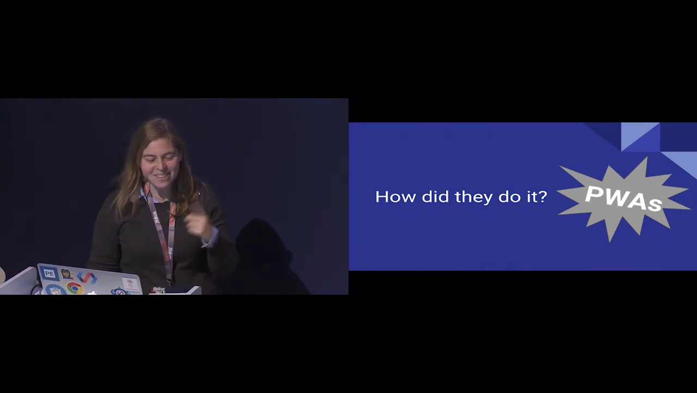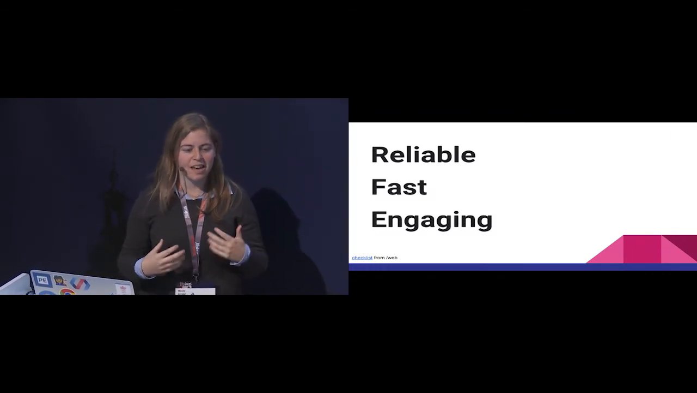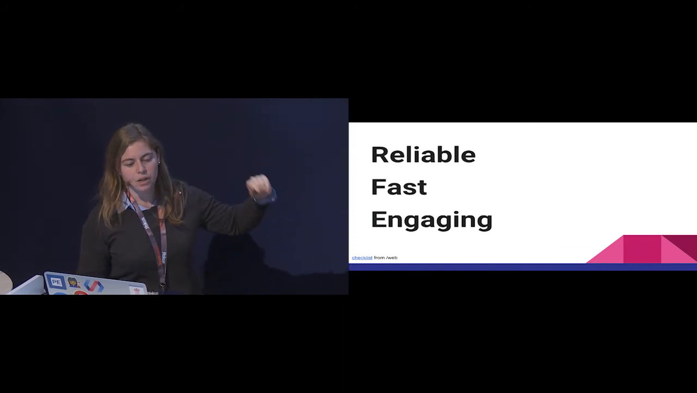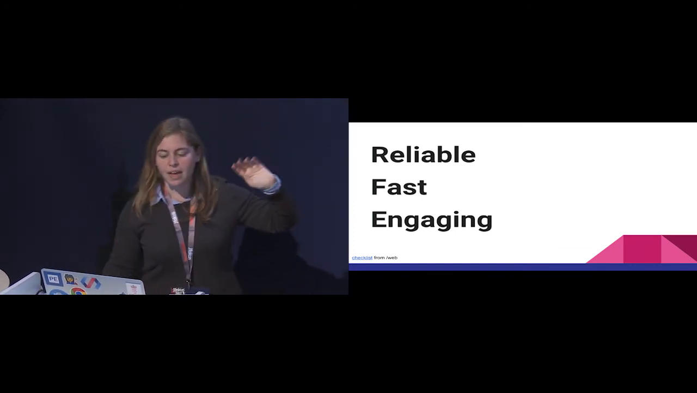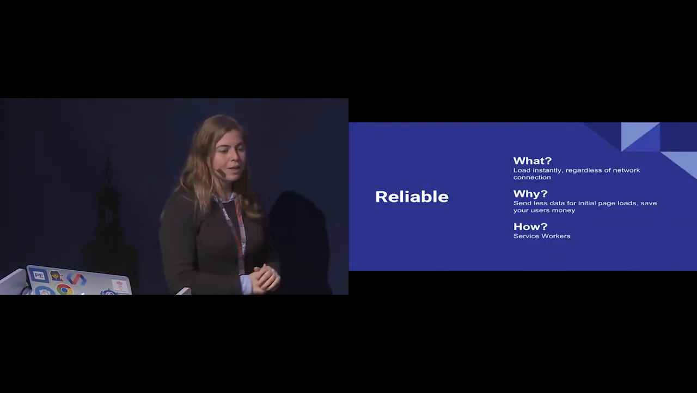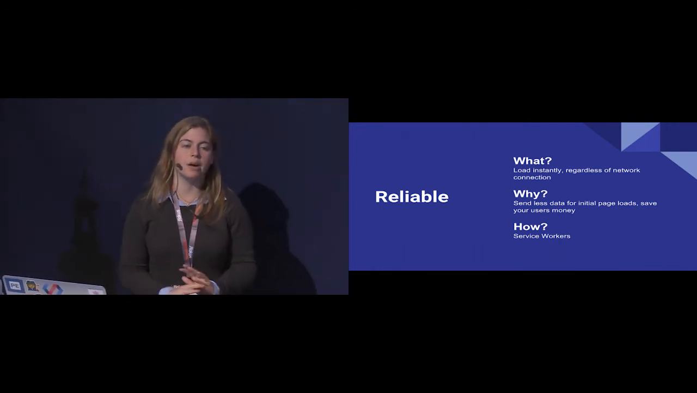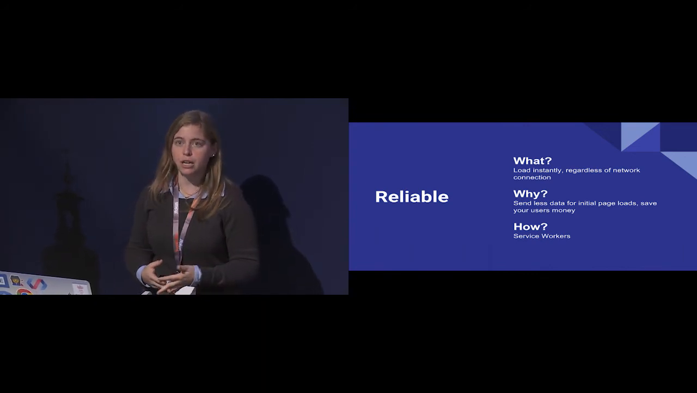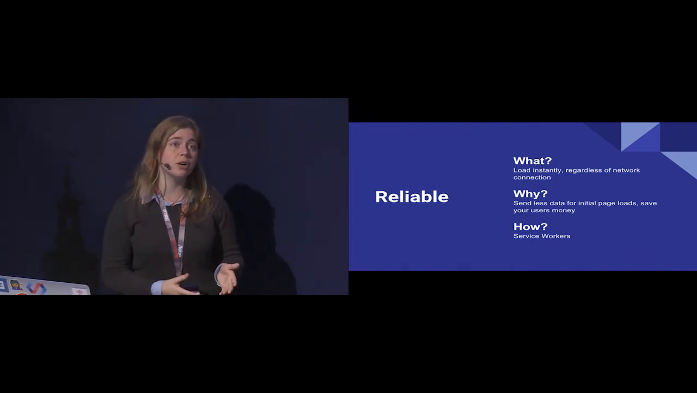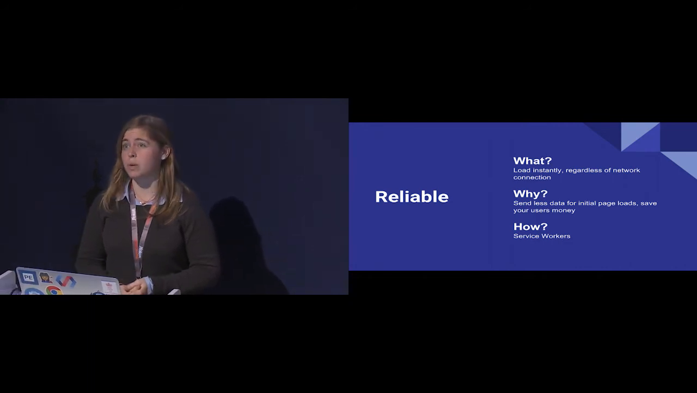And I'll break down the definition now that we see the value here. The buzzwords or the big phrases for a progressive web app are that it's a website that's reliable, fast, and engaging. So let's pull these 3 apart, look at the how, the why, and the what of each of them. First we've got reliability. What does that mean? It means that this app loads instantly regardless of your network connection. It's pretty strange to hear about a website, but it's true. What this does is it'll send less data for initial page loads and save your users money. And we do this with service workers.